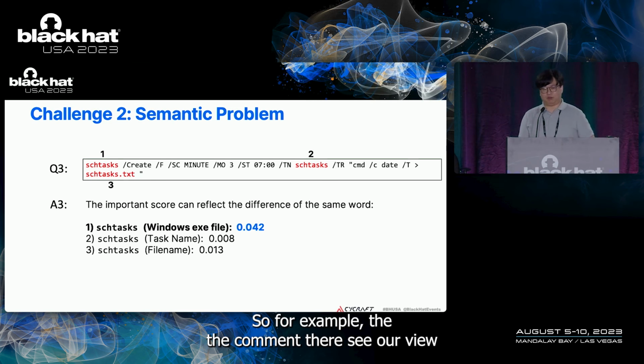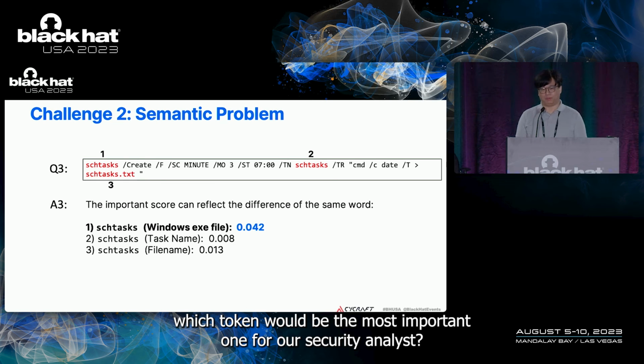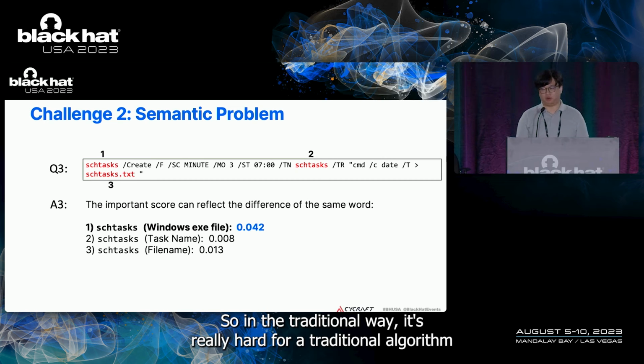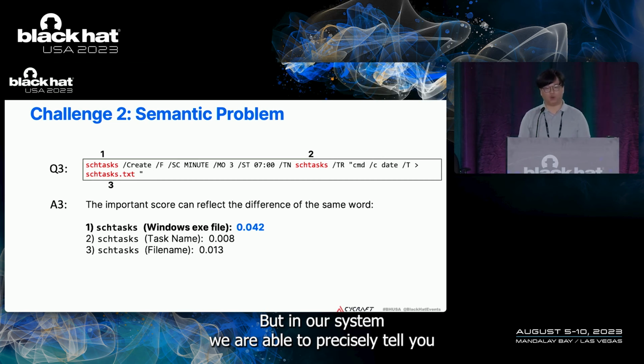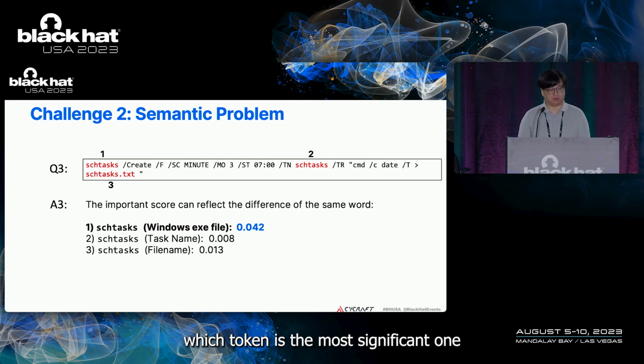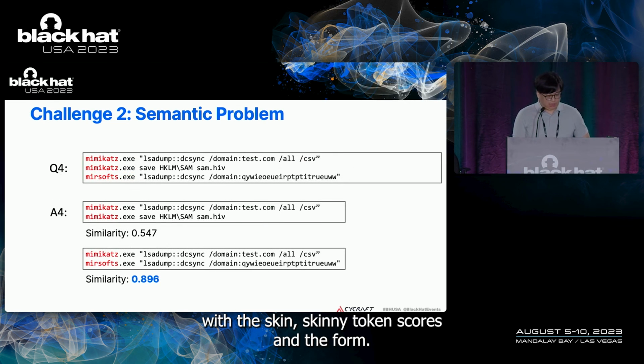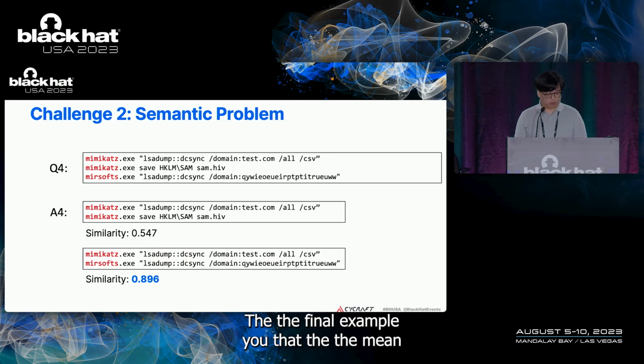So for example, the command that CK gave you is this one. We got 3 scheduled tasks in this command. Which token would be the most important one for the security analyst? In the traditional way, it's really hard for the traditional algorithm to tell that. But in our system, we are able to precisely tell you which token is the most significant one with the significant token scores.